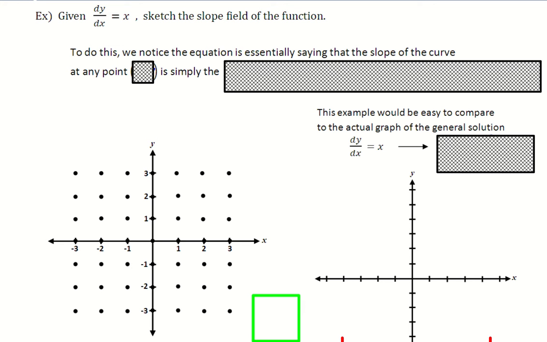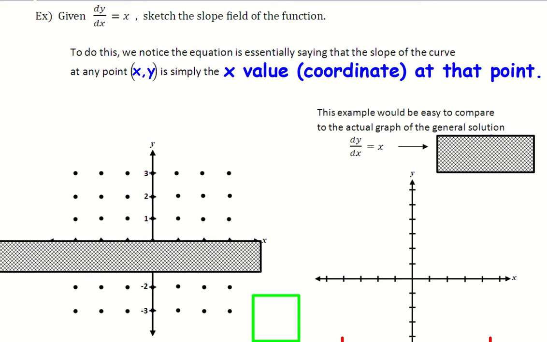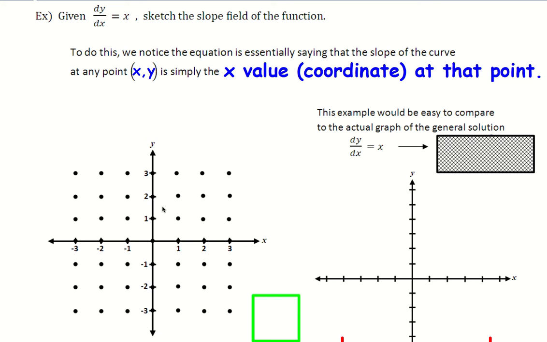But remember, one of the big ideas from last semester is that the derivative is slope. So this is basically saying that slope equals x. To do this, we notice that the equation is essentially saying that the slope of the curve at any point is simply the x coordinate of that point. It's literally saying that slope equals x.